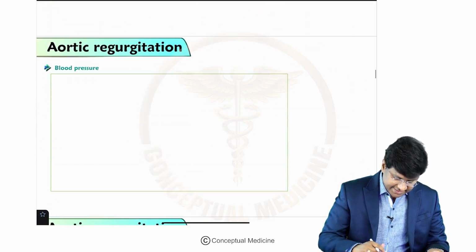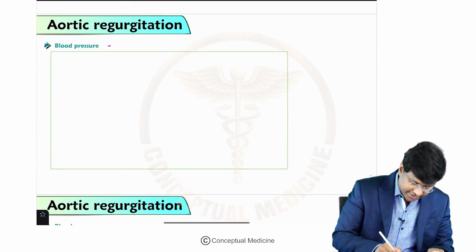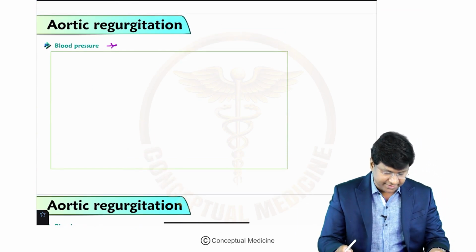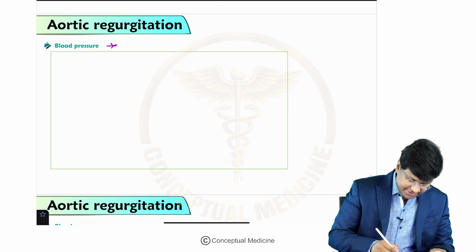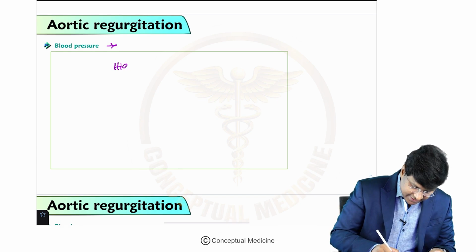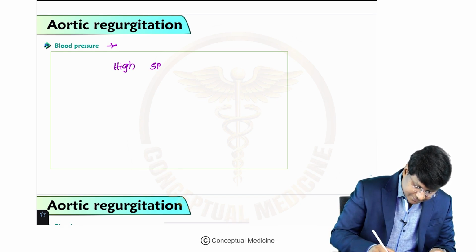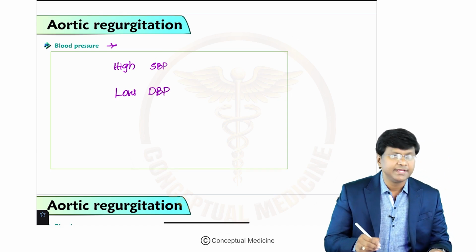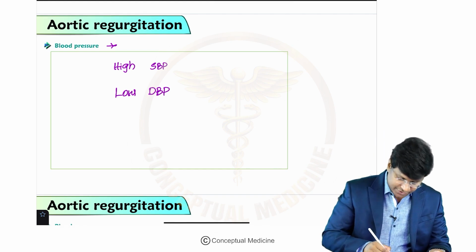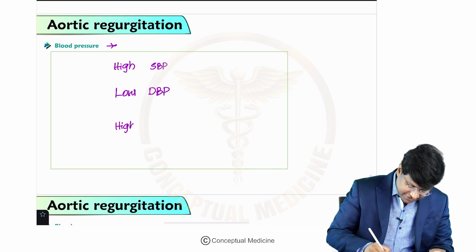And the next important peripheral sign, or next important abnormality that you will have in aortic regurgitation, is regarding the blood pressure. See, these individuals will have high systolic blood pressure and low diastolic blood pressure. So thereby, what will happen to the pulse pressure of the individual? They will have a very high pulse pressure.